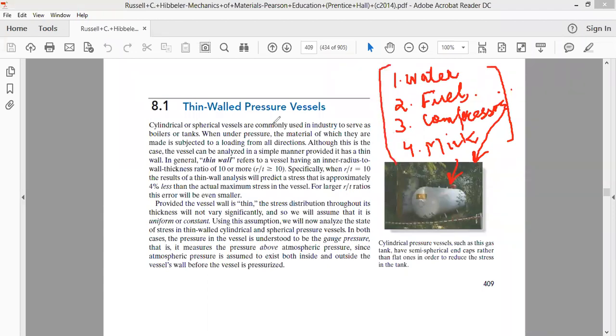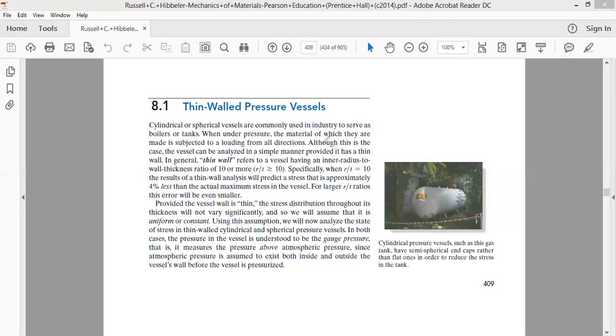So we talked about the pressure vessels. The pressure vessels are the containers which may be cylindrical in shape or spherical in shape, which are used for holding fluid at a pressure greater than the atmospheric pressure. So when we have fluid inside these vessels at a pressure greater than the atmospheric pressure, that pressure exerts force on the walls of this vessel. That's why we call them pressure vessels.